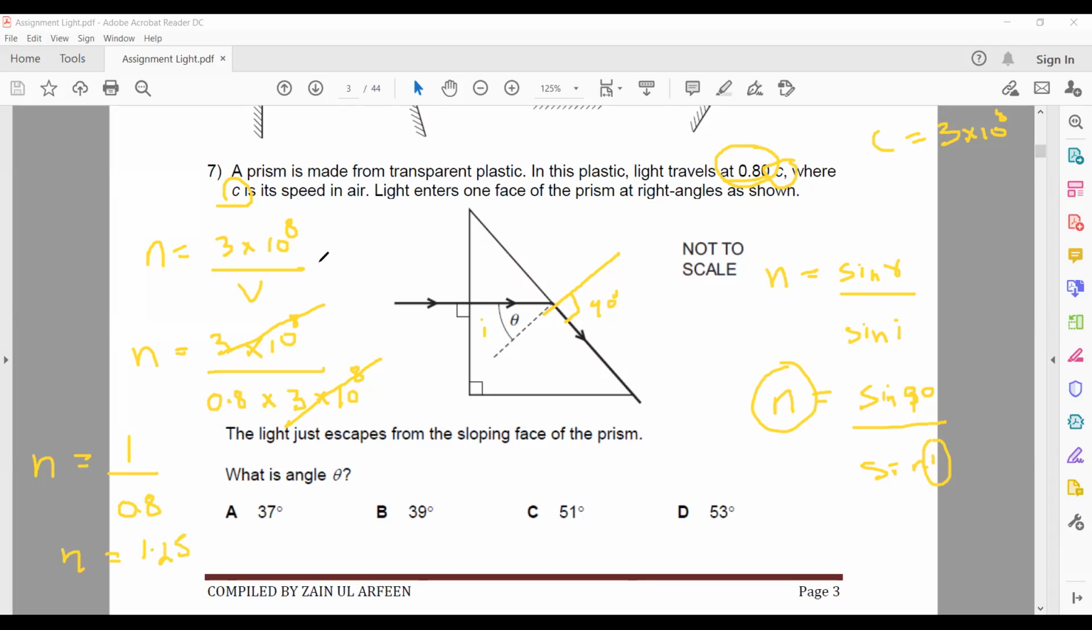Is it clear till now? So what we did: refractive index is speed of light in air divided by speed of light in a medium. Speed of light in air is 3 exponent 8 and speed of light in a medium is 0.8 times c, where c is the speed of light in air. So 3 exponent 8 cancels with 3 exponent 8. It's 1 divided by 0.8, which is equal to 1.25.